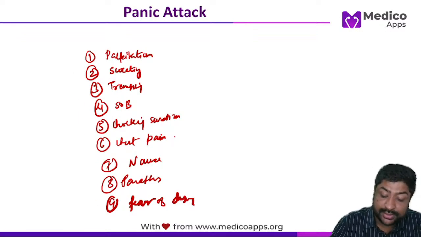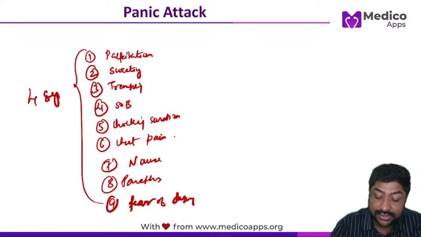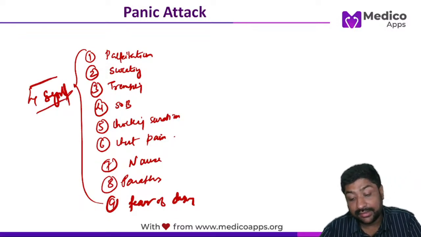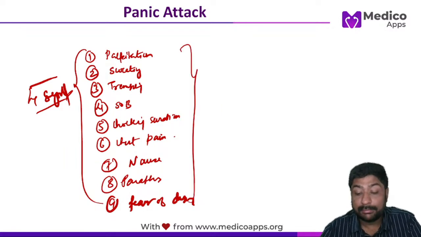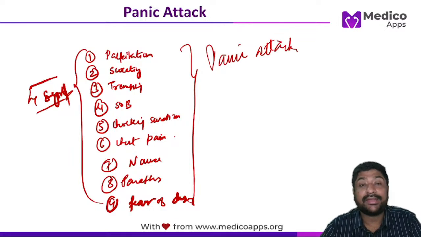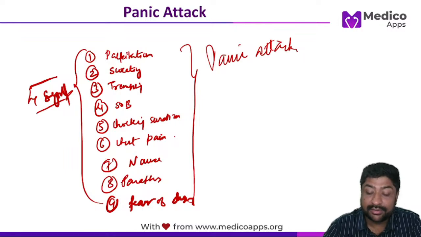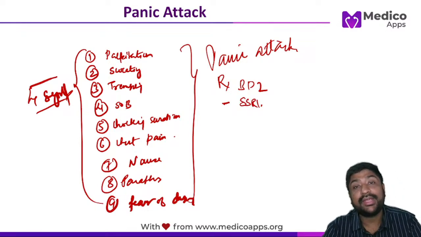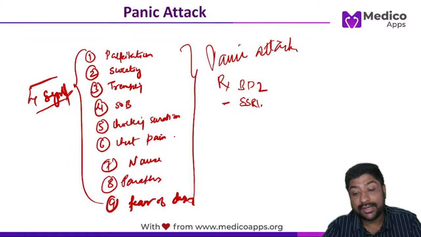So out of this, if any four symptoms are present without any cause being detected, then you mention it as panic attack. Is this clear, everybody? What is panic attack? And how do we manage it? Basically, immediately you can give some benzodiazepines. Or for long-term, SSRIs have been found to be very, very helpful. Is everybody clear about this?